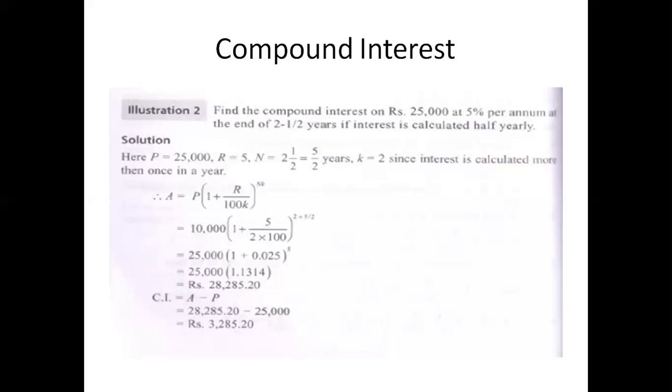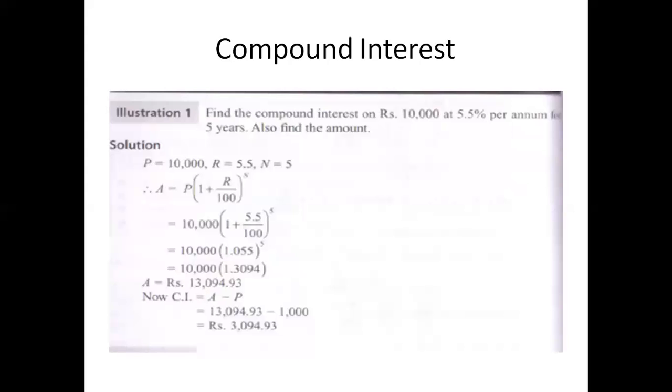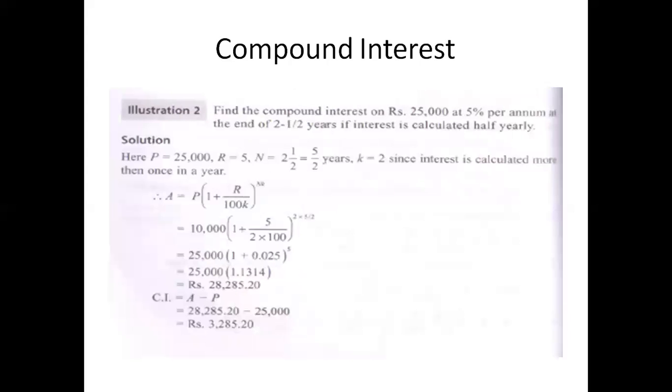Now we have a little difference in the formula. The normal formula is A is equal to P into (1 plus R by 100) to the power of n, whereas here we have P into (1 plus R by 100K) to the power of nK, because the interest is paid semi-annually or half yearly. That is, we have 25,000 into (1 plus 5 divided by 2 into 100) whole to the power of 2 into 5 by 2. Why? Because we are paying the interest twice a year.